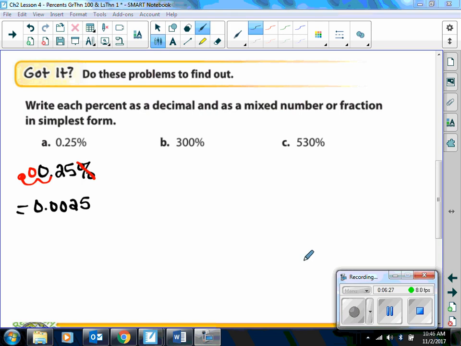0.0025 read correctly. Can somebody read that for me? You don't say the 0. That's 25 10,000ths. Very good. This is 25 10,000ths. So now we're going to write that as a fraction. So we've got 25 10,000ths.